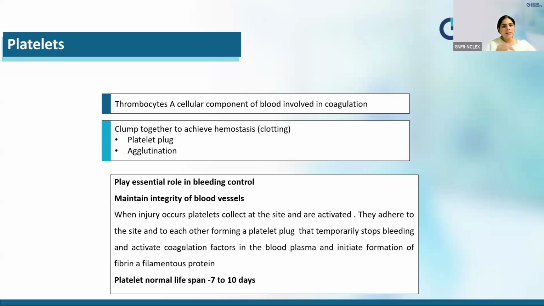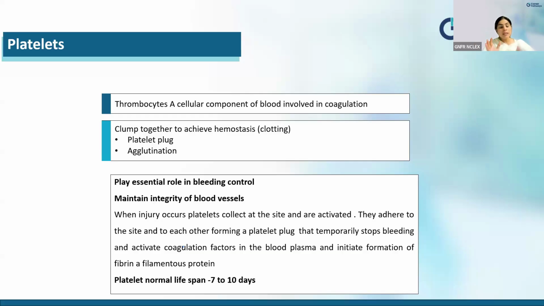They adhere to the site and to each other, forming a platelet plug, right? That temporarily stops bleeding, and then what happens? They activate the coagulation factors. You know the coagulation factors, right? We will study it further. So they activate the coagulation factors in the blood plasma and initiate formation of fibrin, a filamentous protein, right?